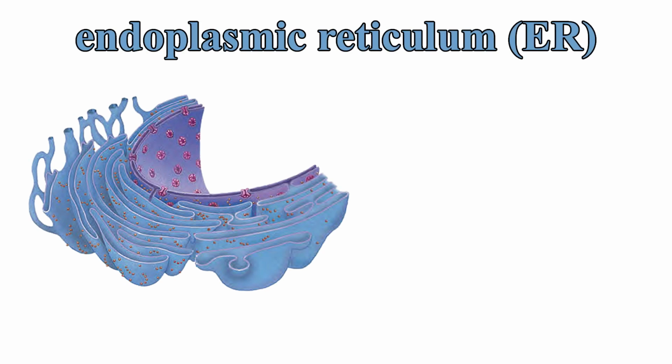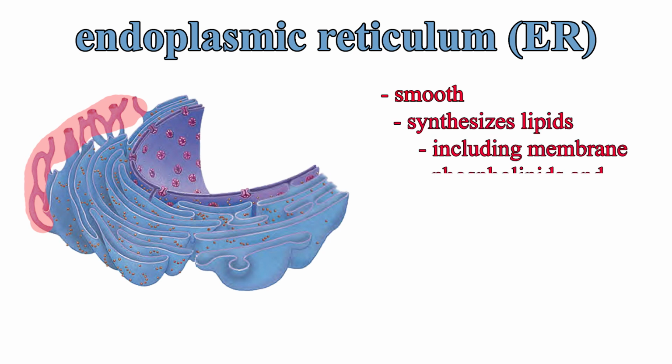Moving on, the endoplasmic reticulum, or ER, is an extensive network of membranes that accounts for more than half of the total membrane in a cell. There are two distinct regions to the ER, the smooth and the rough. The smooth region of the ER is, you guessed it, smooth, and its surface lacks ribosomes. Its main function is to synthesize lipids, including phospholipids and steroids. The smooth ER is especially prominent in the cells of hormone glands because of its role in synthesizing steroid hormones.